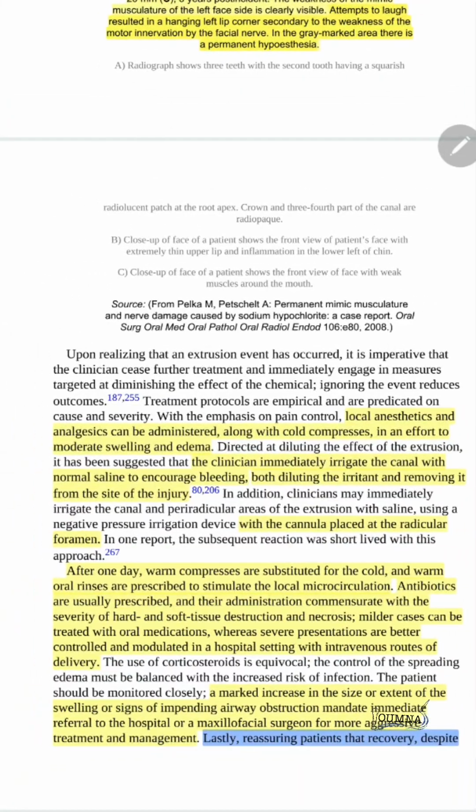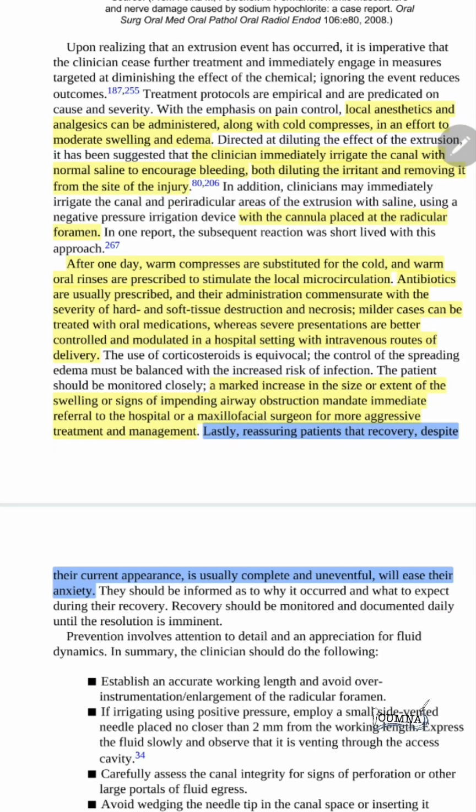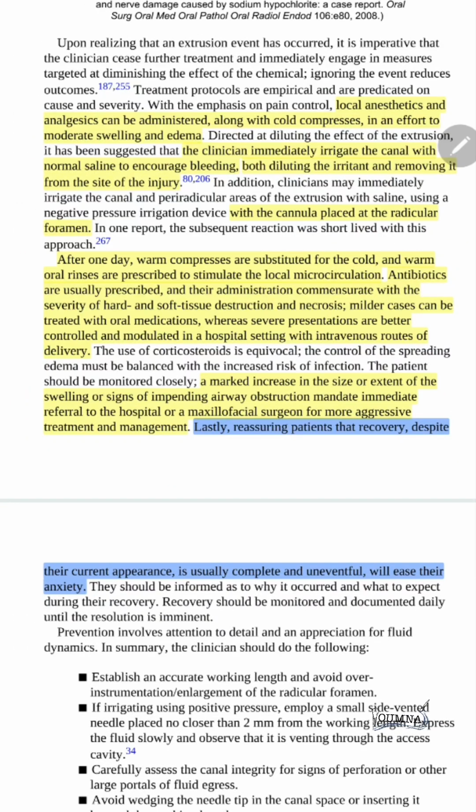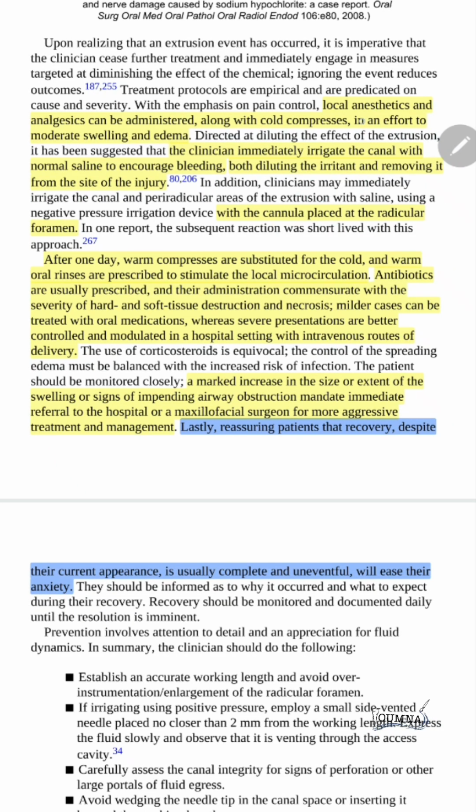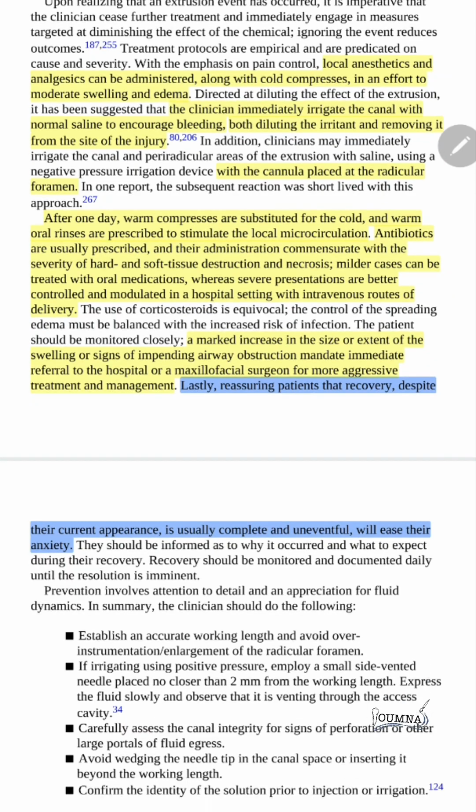First, when this happens, we must reduce the pain by giving local anesthetics and giving the patient an analgesic, which is ibuprofen. Also use cold compresses to moderate the swelling and the edema. Then we do a copious amount of saline irrigation to encourage bleeding and to dilute the hypochlorite and remove it from the site of the injury.